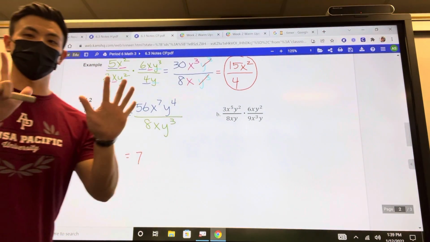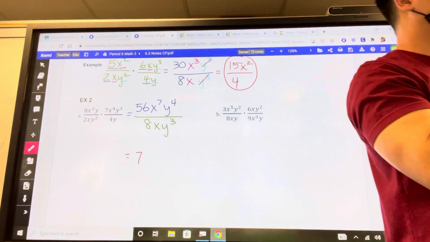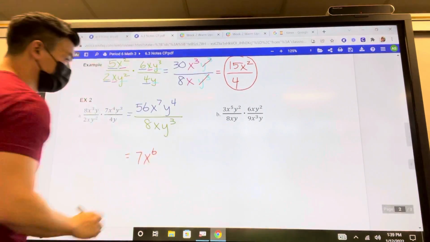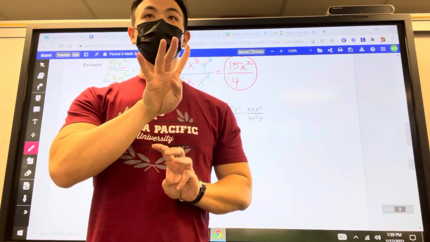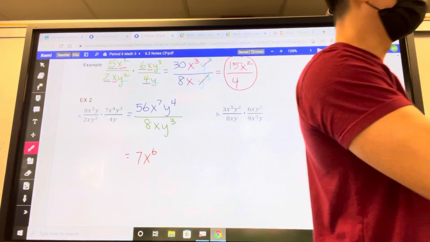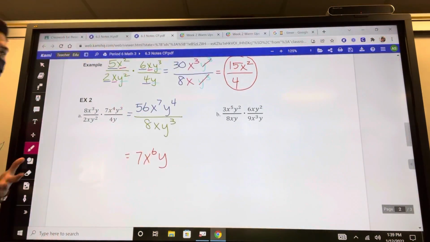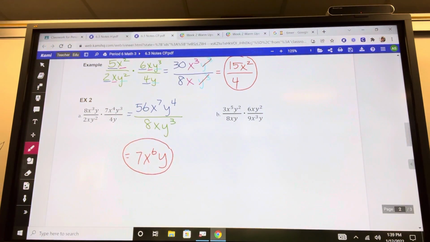If I have 7 x's on top and 1 x on the bottom, they're going to cancel out and I'm left with 6, right? So x to the 6th. 4 y's on top, 3 y's on bottom, cancel out 3, so I'm left with 1 on top, right? So it's going to keep 1 y up here. Do I have any denominator? Everything canceled out, right? So this is my final answer. Not so bad. Questions?